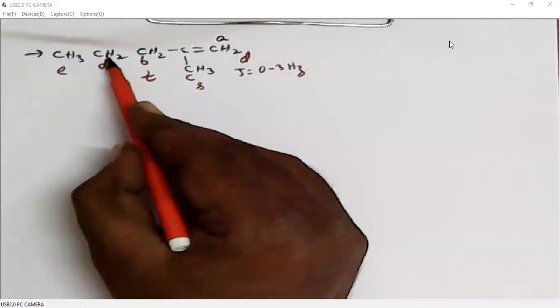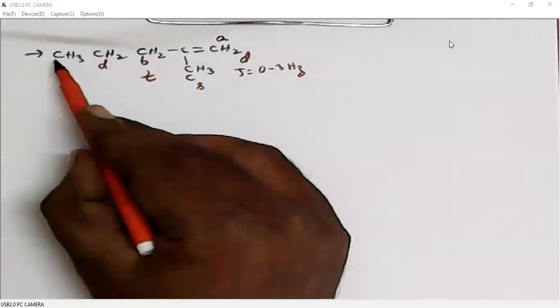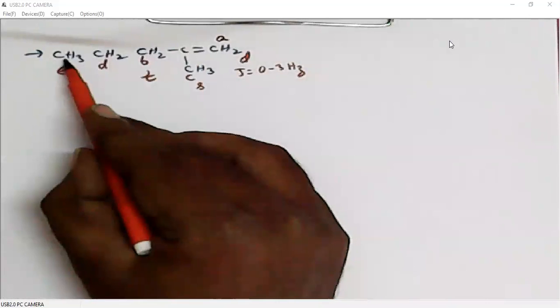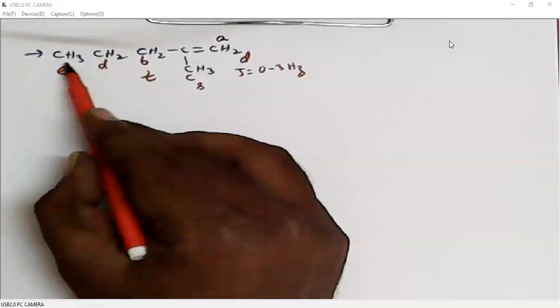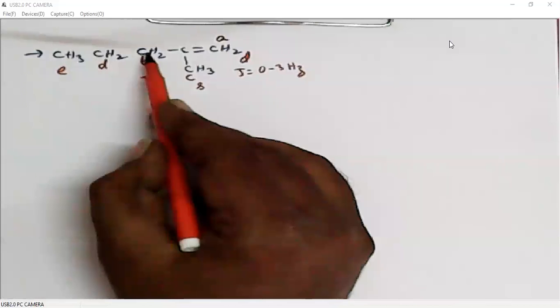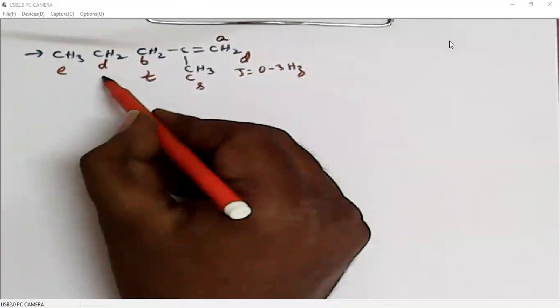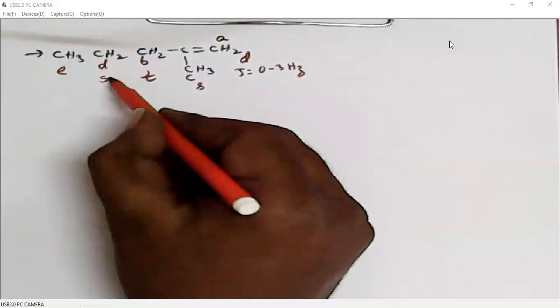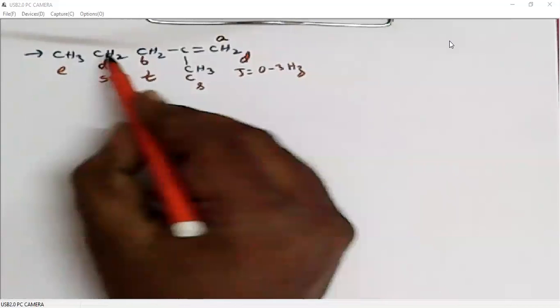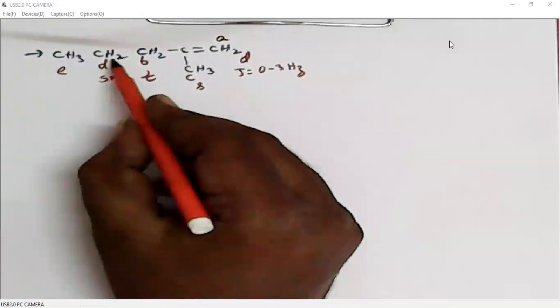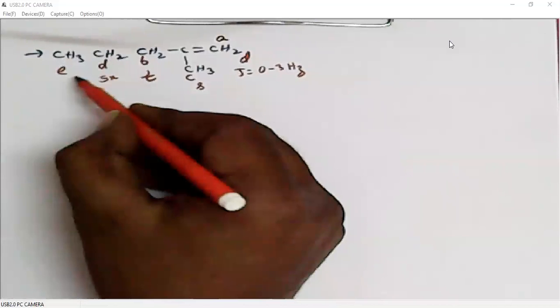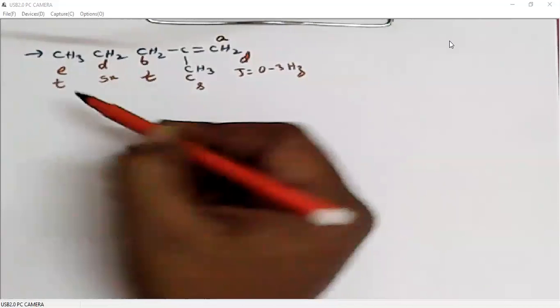These two protons have 2 plus 3, altogether 5 alpha protons. So because of the 5 alpha protons, it exhibits a sextet. This methyl group has only 2 alpha protons, so it will have a triplet.